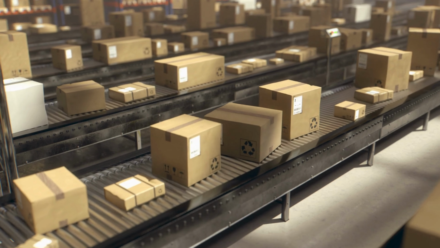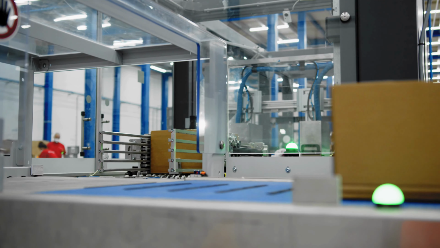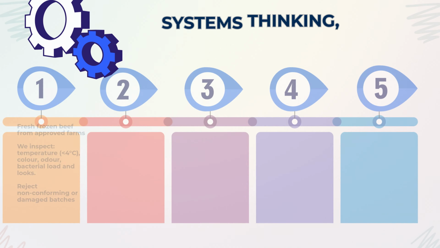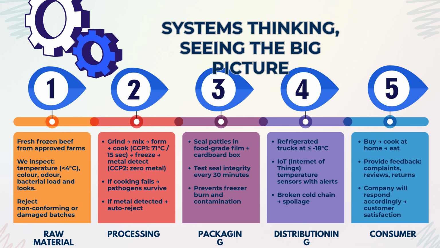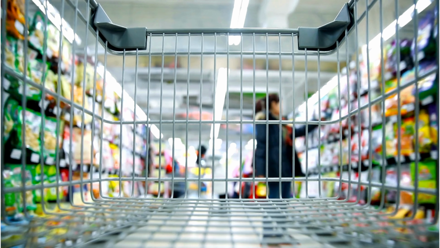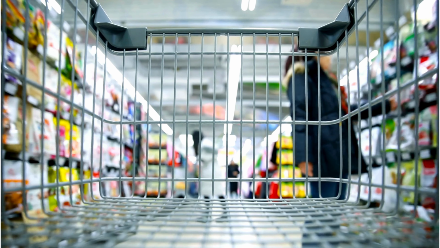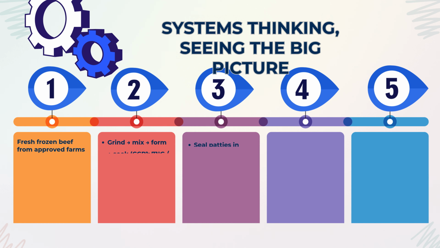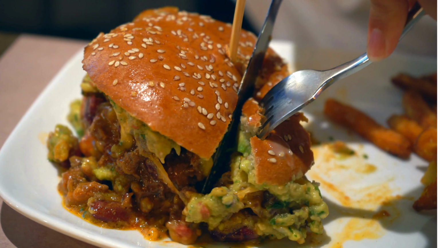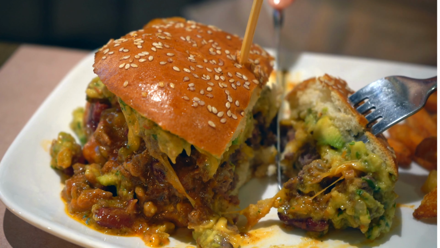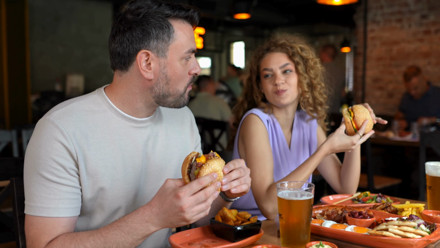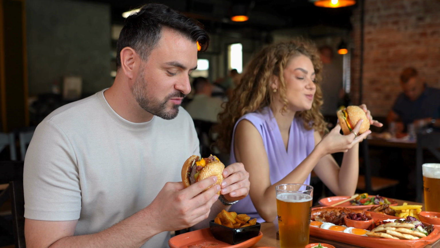Packaging uses food-grade film and cardboard boxes. We test seal integrity every 30 minutes to prevent freezer burn and contamination. For distribution, refrigerated trucks maintain -18 degrees Celsius or colder with IoT temperature sensors and alerts. A broken cold chain would cause spoilage. Finally, the consumer buys, cooks at home, and provides feedback through complaints or returns. The company responds to ensure continuous improvement.